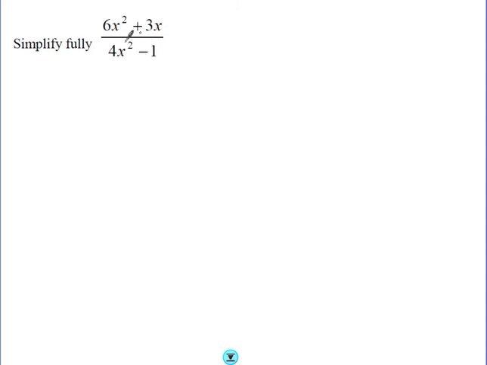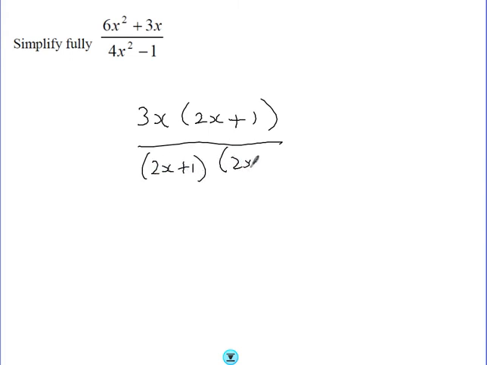Second example, so slightly more complicated one. I just included this because the factorising is a bit more complicated for the denominator anyway. So we've got on the top 3x, 2x plus 1, and on the bottom, you should recognise that this is the difference of two squares. So we need to use the square root of that and the square root of that and plus and minus them. So it's 2x plus 1 over 2x minus 1.